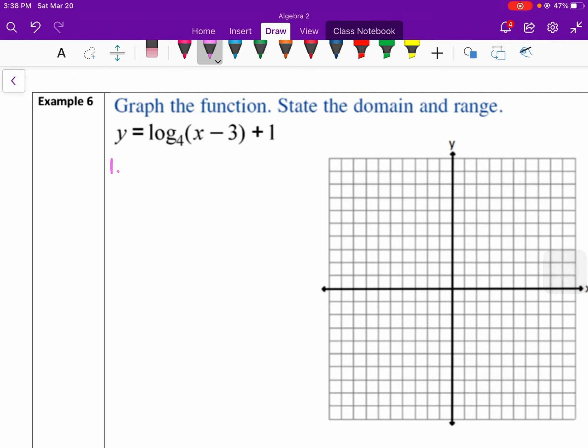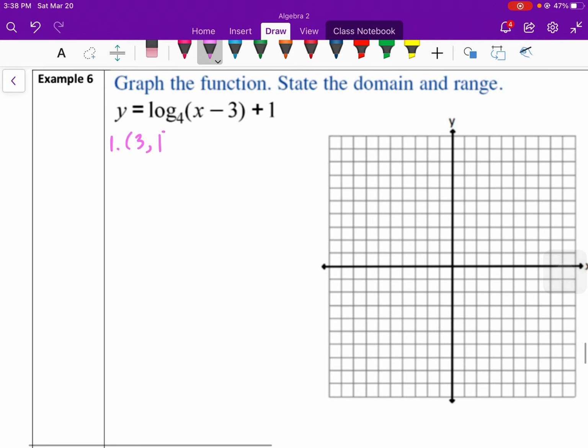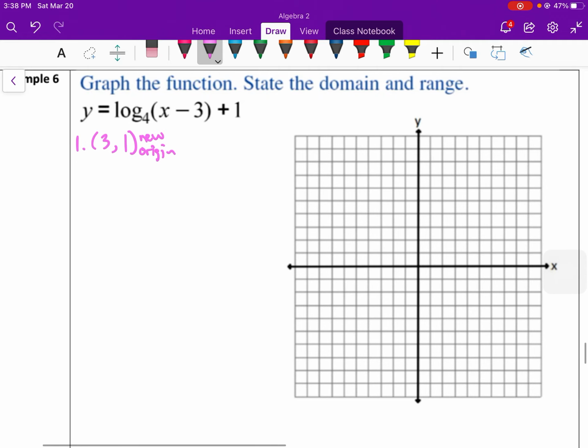Okay, now we do have a shift, so let's label that. Again, it's the opposite of h, so that's 3, and we keep the sign for k. This is my new origin. So that's 1, 2, 3, 1. I'm going to draw this here.